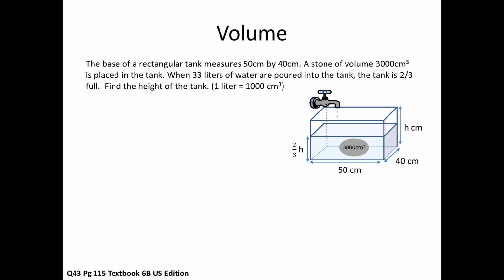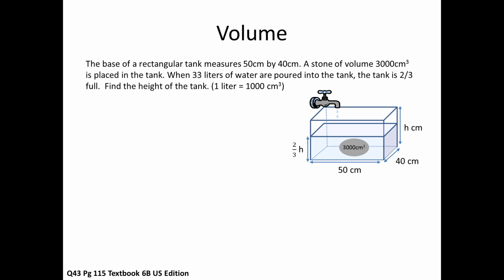The base of a rectangular tank measures 50 centimeters by 40 centimeters. A stone of volume 3000 cubic centimeters is placed in the tank. When 33 liters of water are poured into the tank, it is two-thirds full. Find the height of the tank. 1 liter is equal to 1000 cubic centimeters.